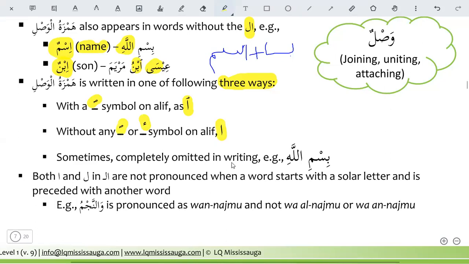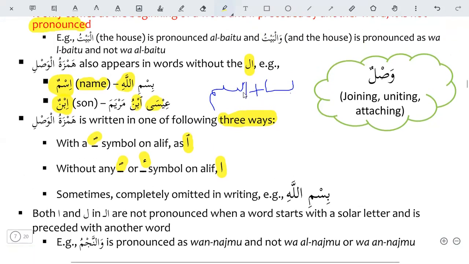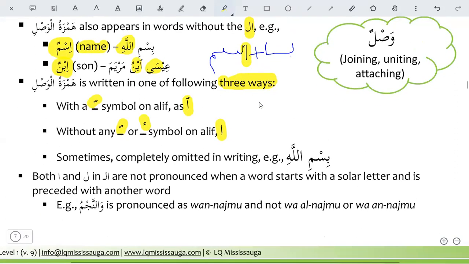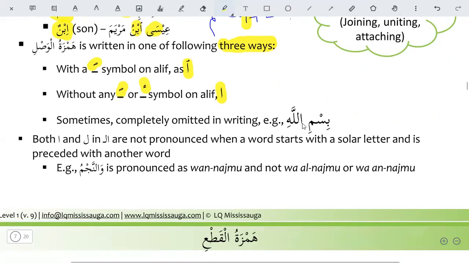Sometimes it is completely omitted in writing. Sometimes we completely omit it in the writing, like Bismillah, this ba and ismun. But in writing, we don't write this alif. The alif of ismun, we delete it. So sometimes we don't write Hamzatul Wasl. Like Bismillah, there is no Hamza, there is no alif of the ism.